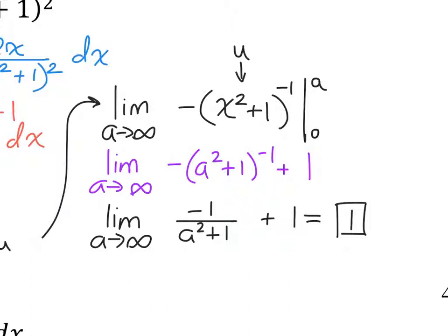Question. Where did you get the plus 1 from? The plus 1 came from substituting the lower bound in. So I plug in a 0 here. That made this a 1. Reciprocal of 1 is 1. But the fundamental theorem tells us to subtract that result, so subtracting a negative made it a positive.